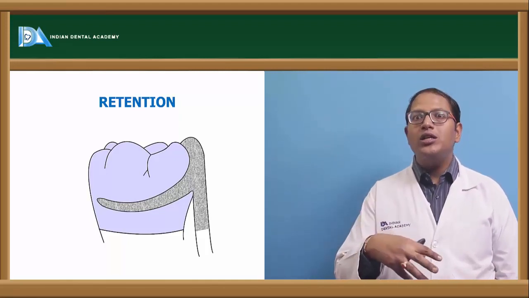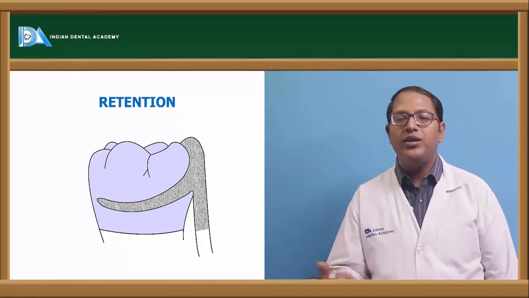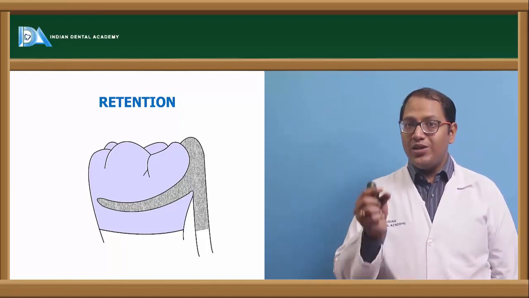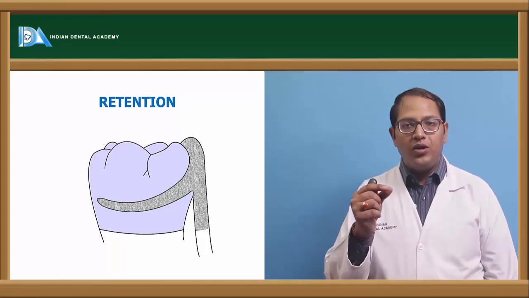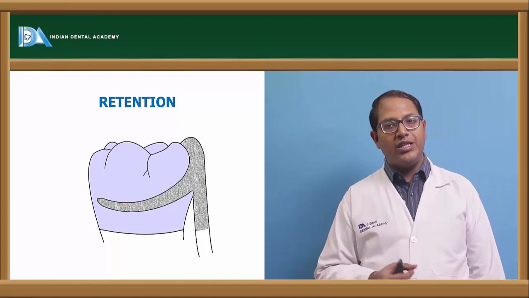So that will not allow the clasp assembly and the entire cast partial denture to come out, because it has a bulk beneath which it is going. So it is only that particular portion of the retentive arm, only the terminal end of the retentive arm, that is going beneath the height of the contour.